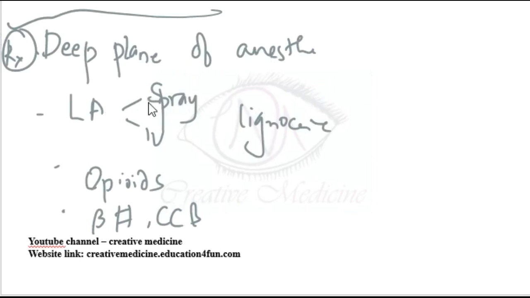Local anesthesia can be given either as spray or intravenous with lignocaine. Opioids can be added. Beta blockers and calcium channel blockers can also be given in high risk cases. So these will decrease the reflex responses in the patient due to anesthesia.